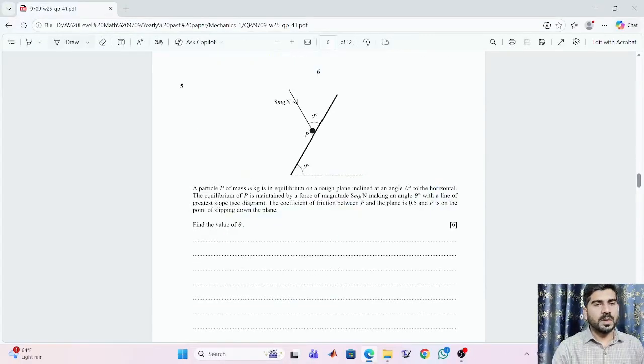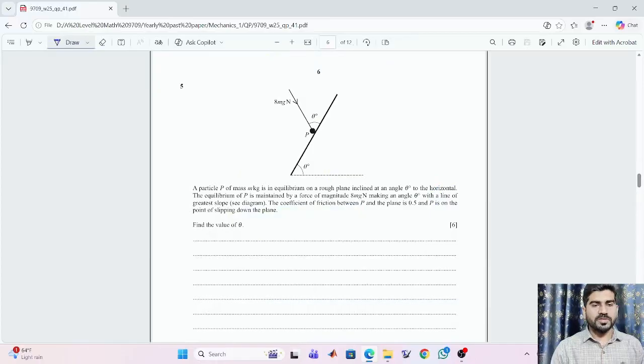A particle P of mass m kilograms is in equilibrium on a rough plane inclined at theta to the horizontal. The equilibrium of P is maintained by a force of magnitude 8 mg Newtons, making an angle theta with the line of greatest slope. The coefficient of friction between P and the plane is 0.5. We want to find theta.